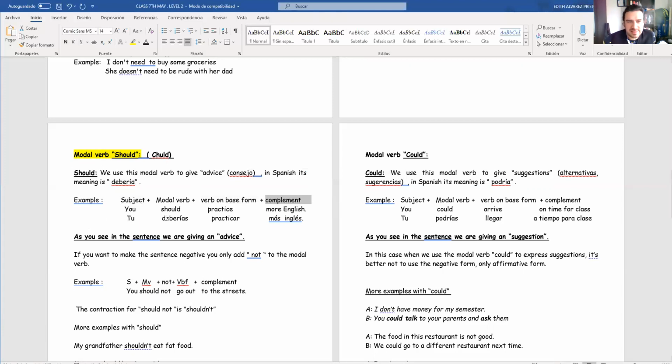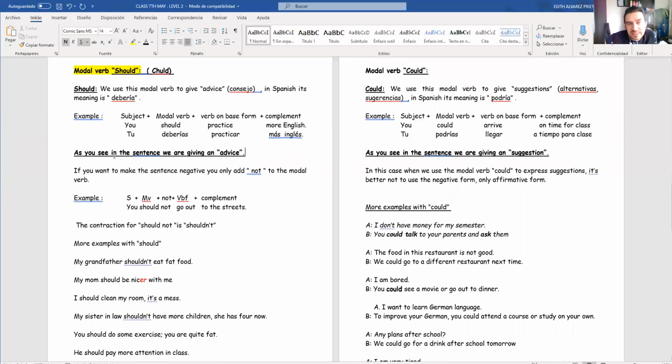Okay, example, you should practice more English. Okay, tú en Spanish, tú deberías, ¿no? Should es deberías, practicar el verbo en su forma base, practice more English, the complement. Okay, eso es un consejo, listo, deberías practicar más inglés. Okay, advice. All right. As you see in the sentence, we are giving advice.